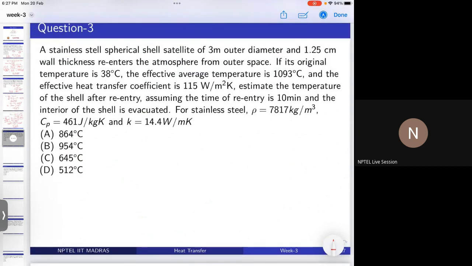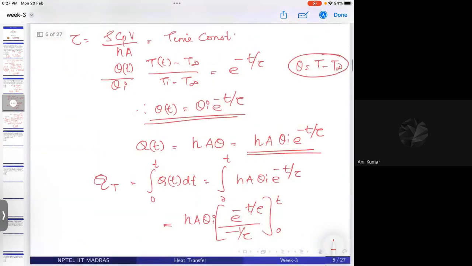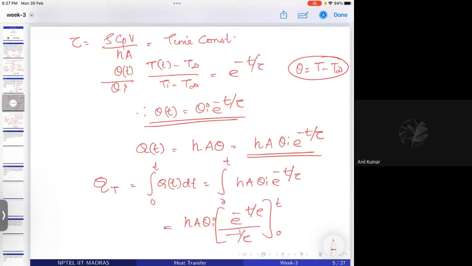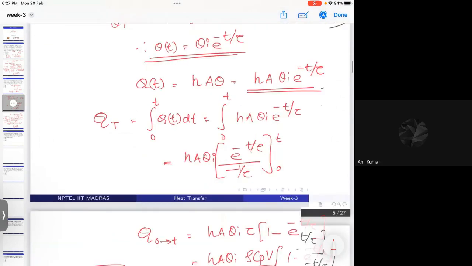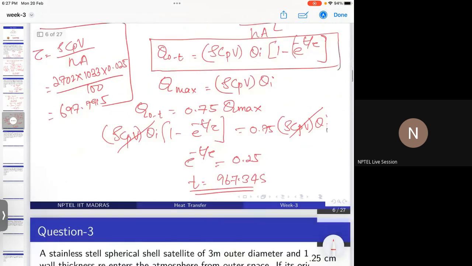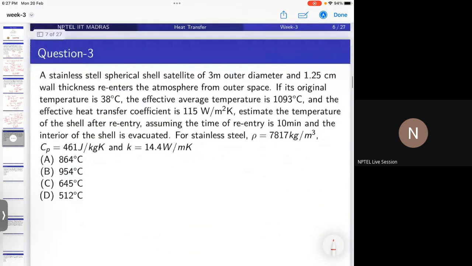A stainless steel. Sir, can you show me the second page? Okay, sir. I think these slides are shared. No? You are getting the slides.